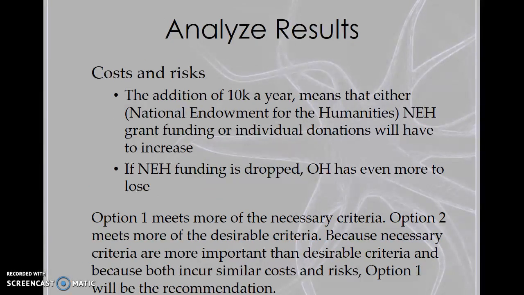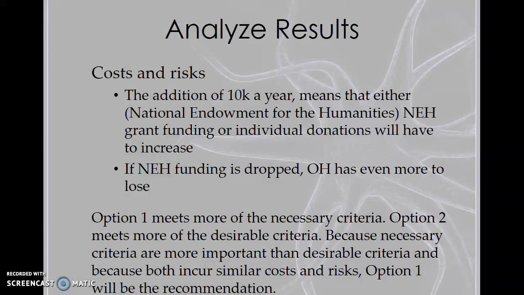The addition of $10,000 a year means that either the National Endowment for the Humanities grant funding or individual donations will have to increase if we do the first option. If NEH funding is dropped, OH has even more to lose. But still, despite those constraints, option 1 meets more of the necessary criteria. Option 2 meets more of the desirable criteria. Where that first option, it was debatable whether one of the desirable criteria was met. So because necessary criteria are more important than desirable criteria, because both incur similar costs and risks, option 1 will be the recommendation. Makes sense?